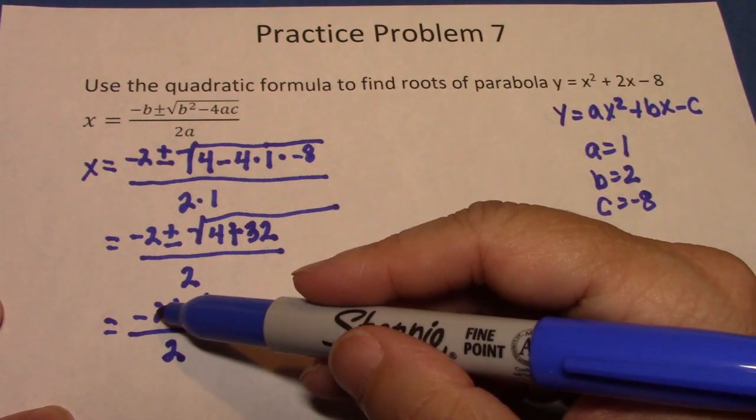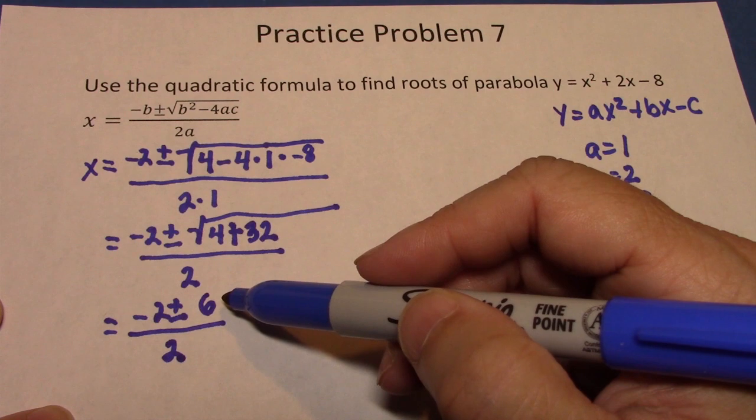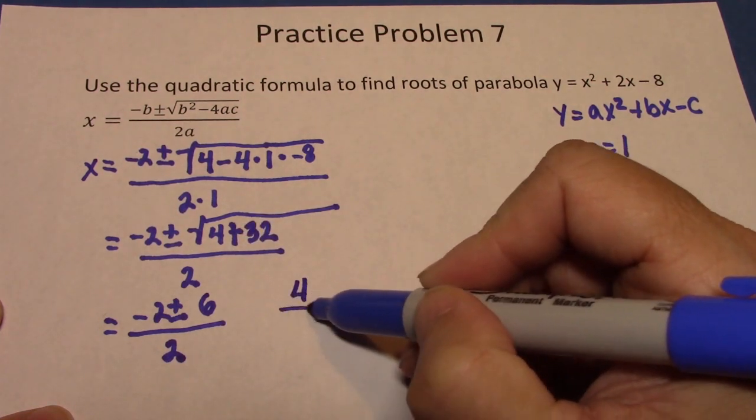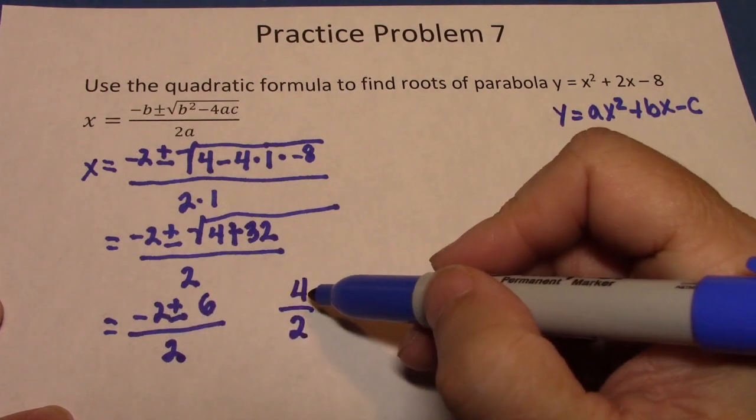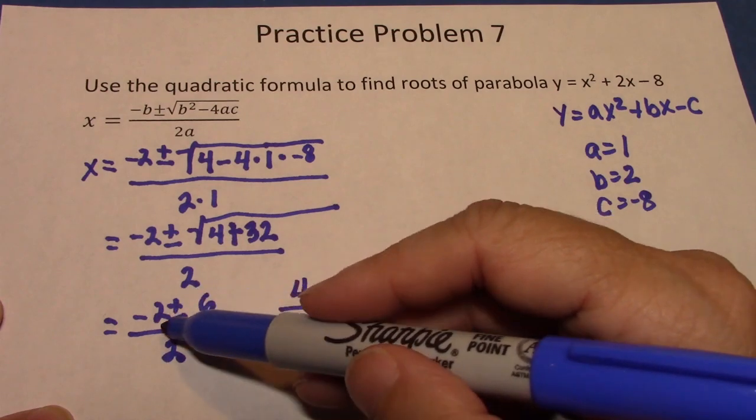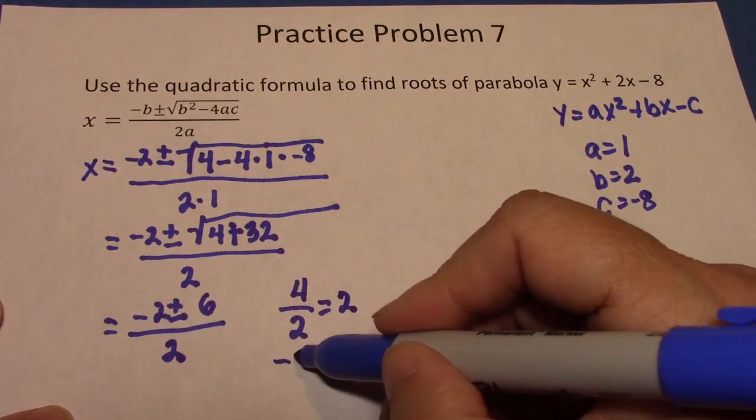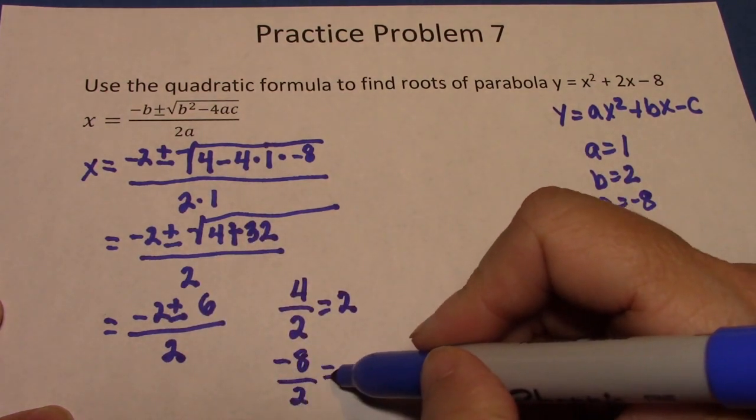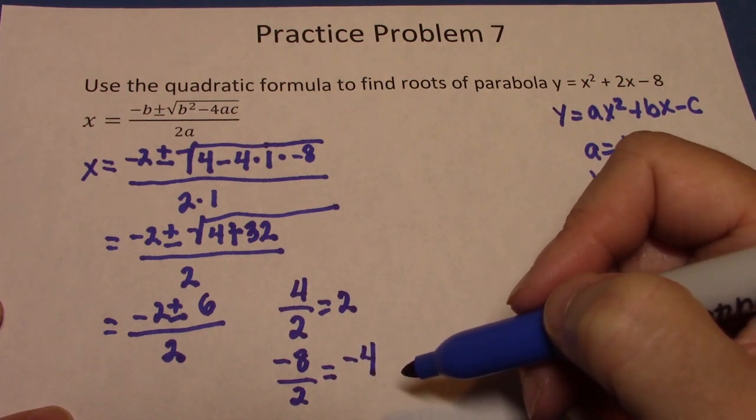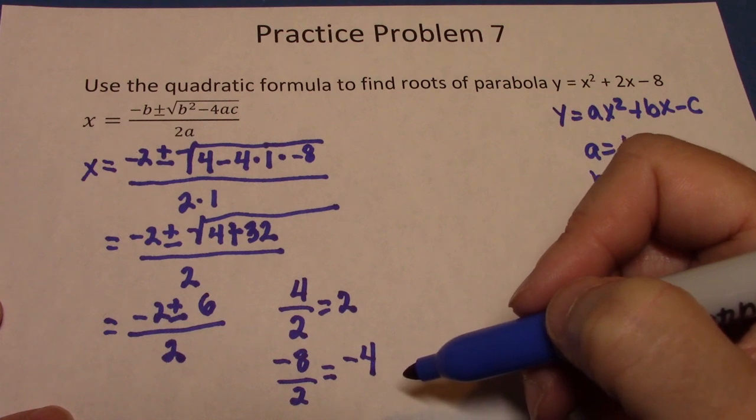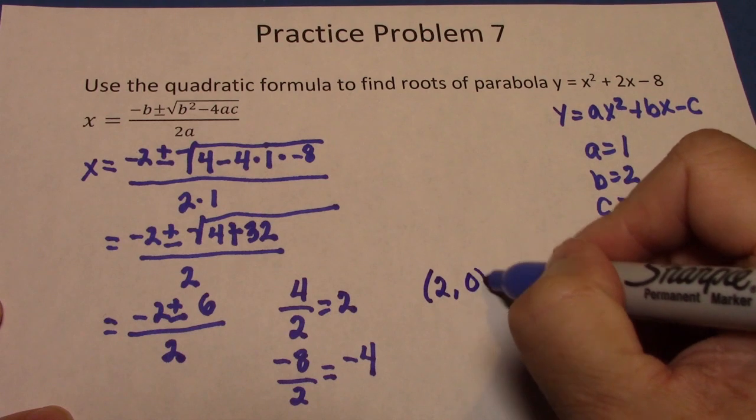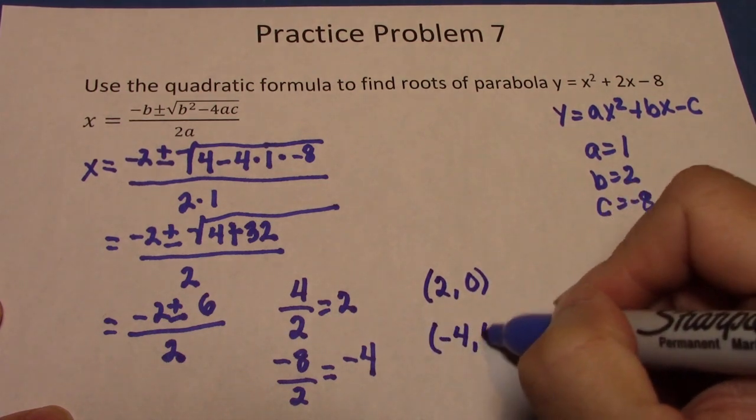The square root of 36 is 6. So we have negative 2 plus 6, that would be 4 over 2. That's one of the answers. 4 over 2 is, of course, 2. The other one is negative 2 minus 6. That would be negative 8 over 2. That would be negative 4. So our roots are going to be 2 and negative 4. The coordinates then would be 2, 0, and negative 4, 0.